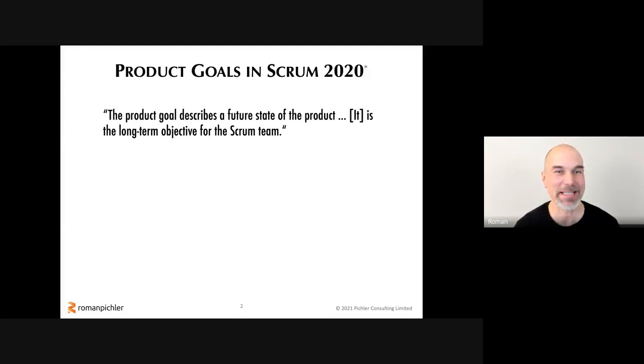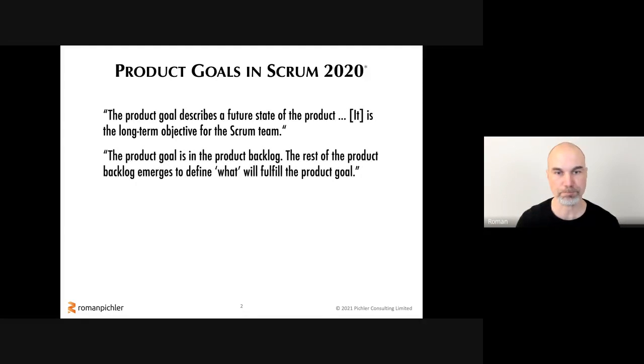So the Scrum Guide says, the product goal describes a future state of the product. It is the long-term objective for the Scrum team. And just as a reminder, the Scrum team are the product owner, the Scrum Master, and the developers, formerly referred to as the development team. So the idea is also that the Scrum team works on one product goal at a time and has to meet the product goal before the next one can be worked on.